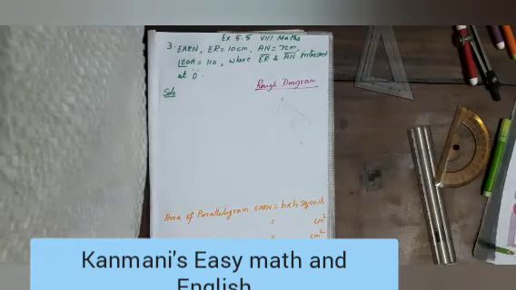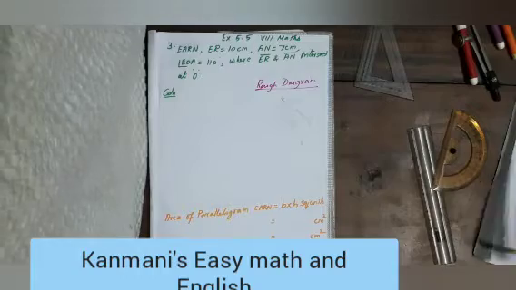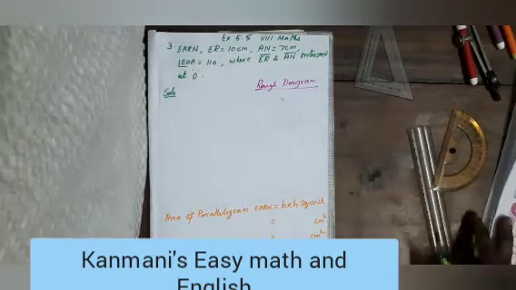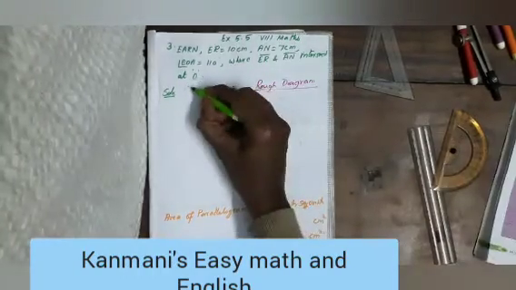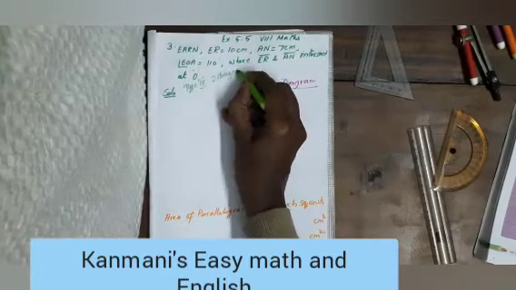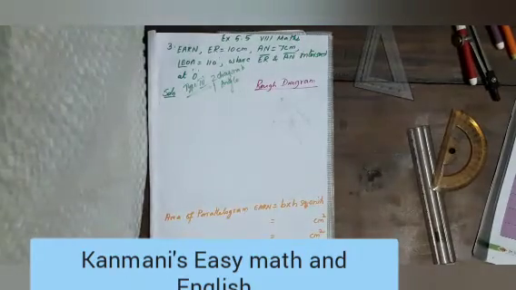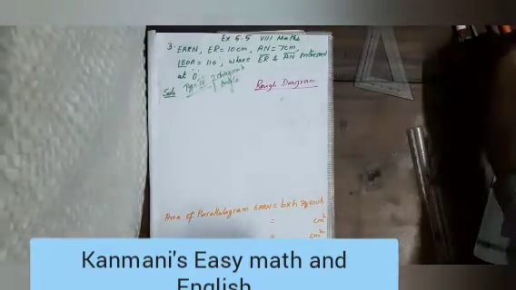So this is of the type 3, where two diagonals and one angle have been given. So let us draw the rough diagram first.